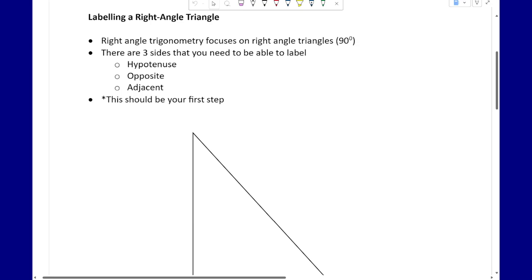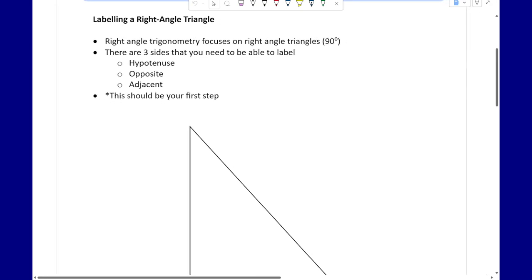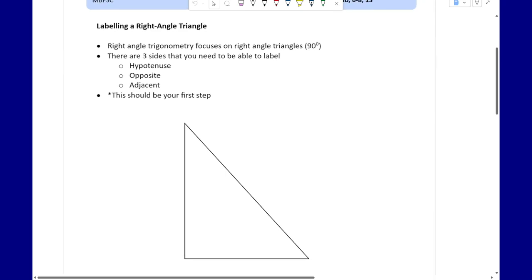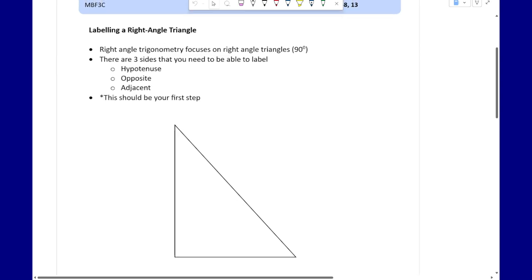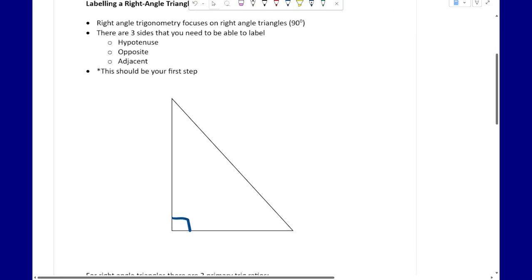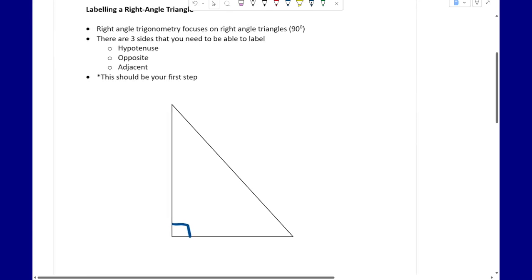when we're dealing with right angle trig. So we need to make sure that we label our triangle properly before we get into using any of the formulas. Now, labeling the right angle triangle focuses on the sides in relation to sometimes the right angle or sometimes in relation to an angle that we're given. Right angle trig focuses on a right angle triangle, so we need to make sure that we have our right angle in our triangle. Usually, again, it's indicated with that little square that indicates that we have a right angle.